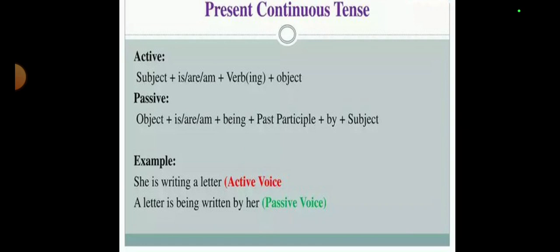Let's explore it with the help of one example. You can see at the bottom, she is writing a letter. It's an active sentence. First of all, you have to find out the subject, verb and the object. She is the subject, a letter is our object, okay? And in between, there is the helping verb and the main verb is writing. So let's apply the rules. A letter, this is the object, is being written by her, right? So this is how you'll be changing the voice of present continuous or present progressive.